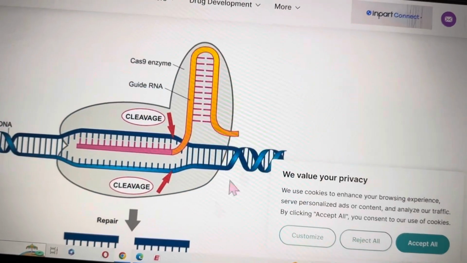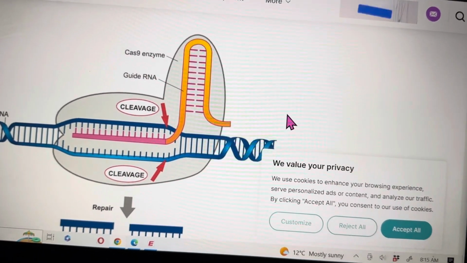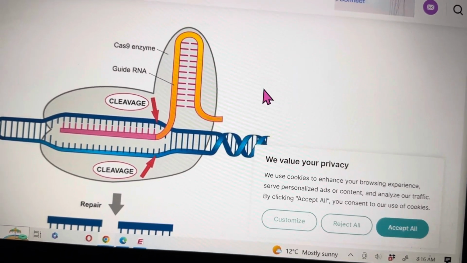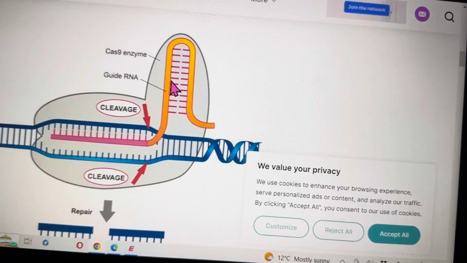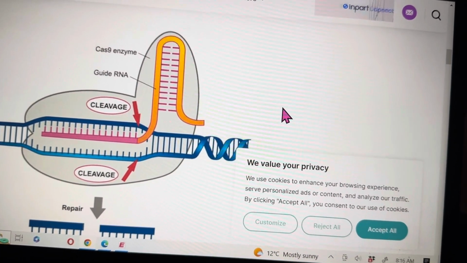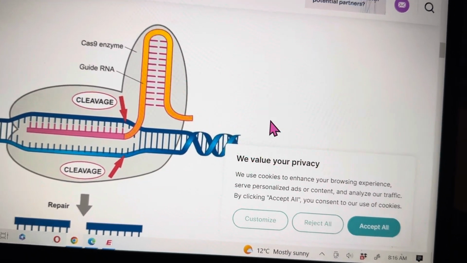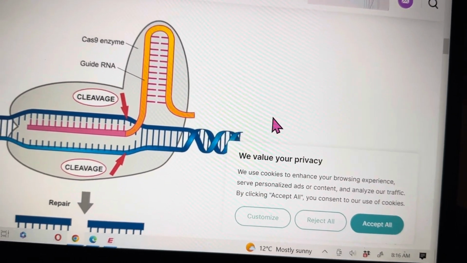So the whole idea of CRISPR-Cas9 came from bacteria, from how bacteria develop resistance when they are attacked by viruses. The viruses that attack bacteria are called bacteriophages. So when the viruses attack the bacteria, what do bacteria do? They develop resistance. How? They break the nucleic acid of the virus that is attacking them.